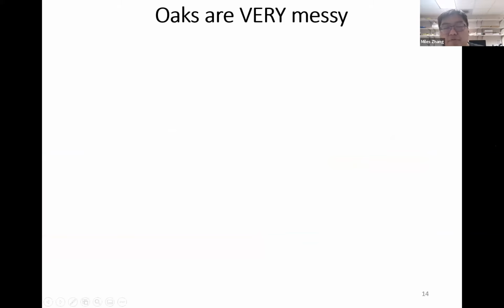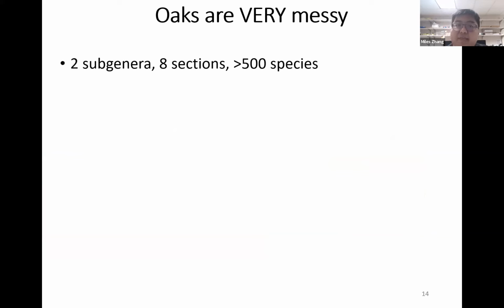But there's a reason why they're difficult to work with, and that starts with their host plants. The oaks themselves are pretty messy. Oaks are divided into 2 subgenera, 8 sections, and over 500 species worldwide. And in North America, we have about 200 of those.